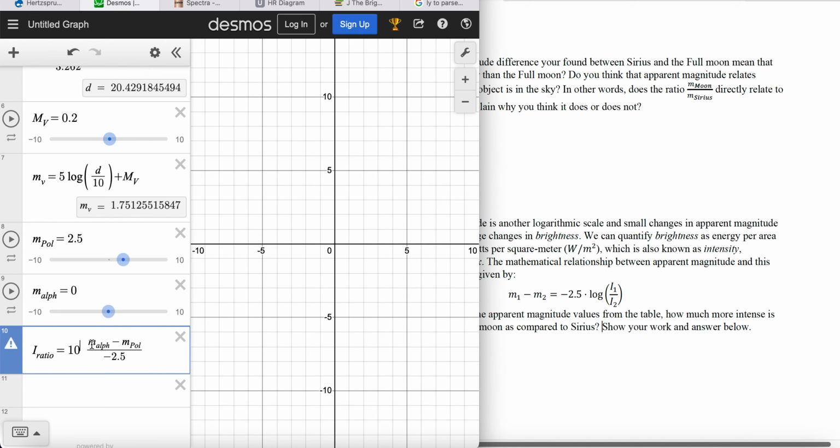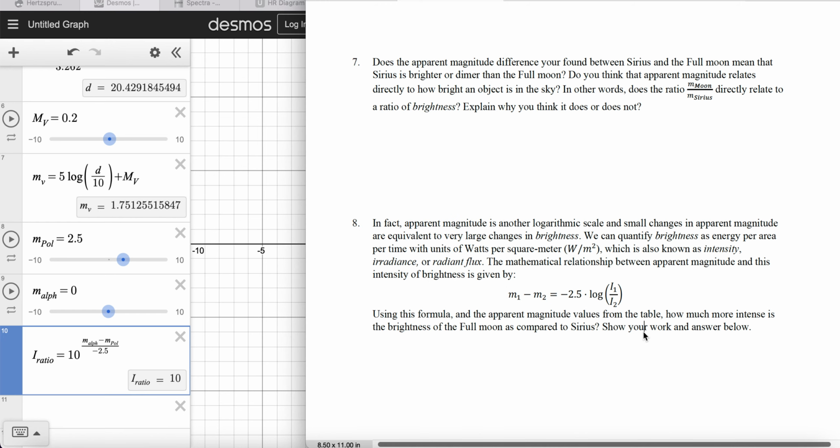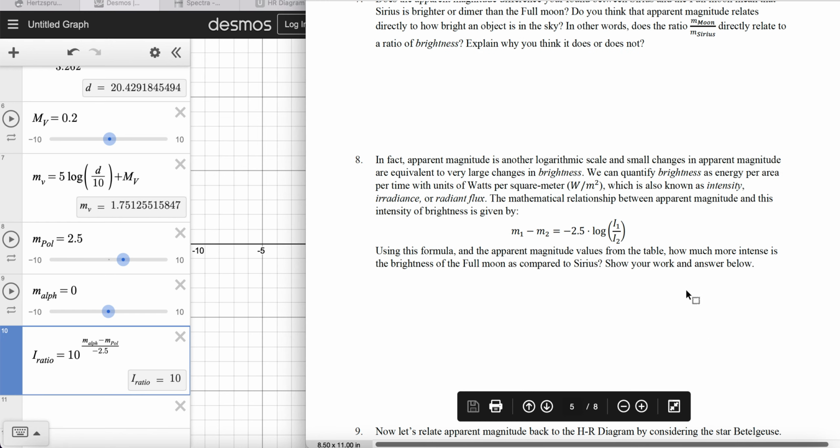So if I raise 10 to this value, I'm going to cut and paste it, put it in the exponent of the 10. Then I have that the ratio of intensities of my chosen objects from the table, Polaris and Alpha Centauri, two visible stars in the night sky, is 10. Their apparent magnitude difference numerically was 2.5, but their ratio of intensities is 10. In other words, Alpha Centauri is 10 times brighter than Polaris. So that's the idea, a logarithmic scale of how bright things appear in the sky.